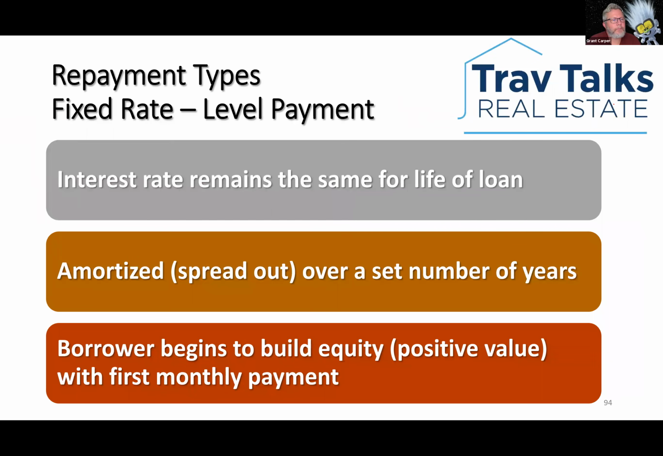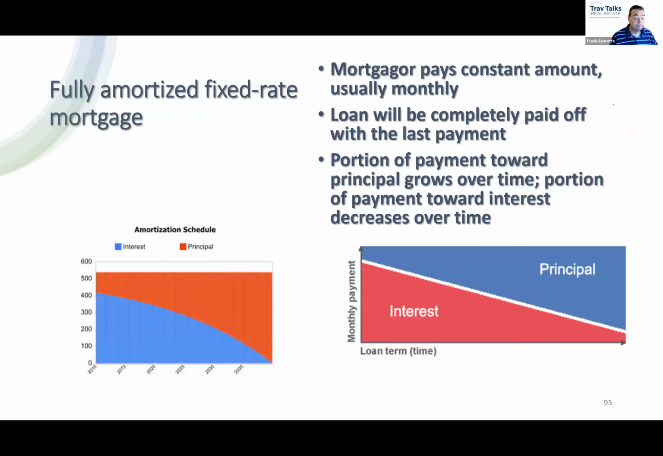Okay. The most common loans we deal with are what we call the fixed rate level payment, which simply means that the interest rate does not change. Interest rate is going to stay the same. It's going to stay locked in, and it's going to stay for the full life of the loan. The nice thing about that is the borrower starts to build equity right away. Equity is the value that the borrower has in the property. If they were to sell it, what would be left over? What would they walk away with? And you start to build equity right away.